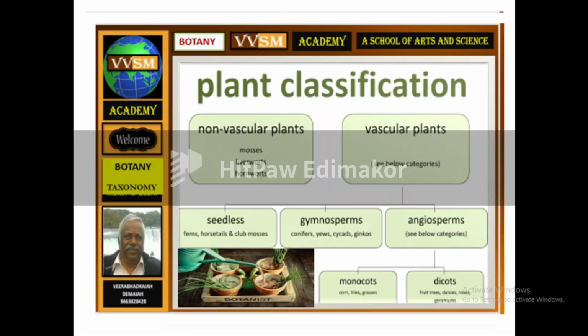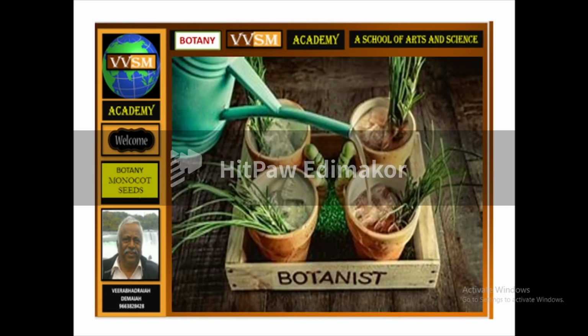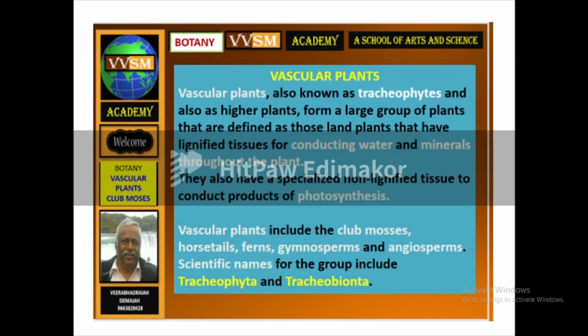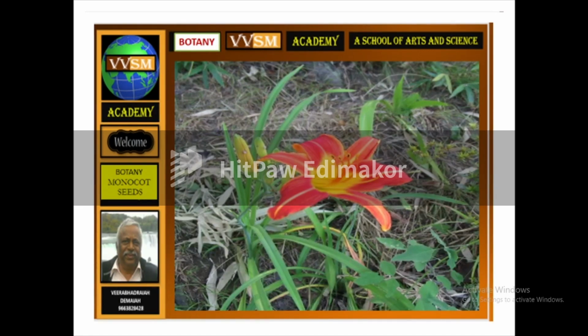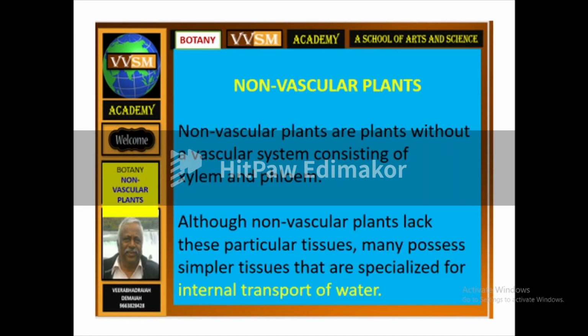Plant classification, vascular and non-vascular. This is a botanist's experimental field. Vascular plants, known as tracheophytes, and also as higher plants, form a large group of plants. They also have a specialized non-lignified tissue to conduct products of photosynthesis. Non-vascular plants are the plants without a vascular system, consisting of xylem and phloem.